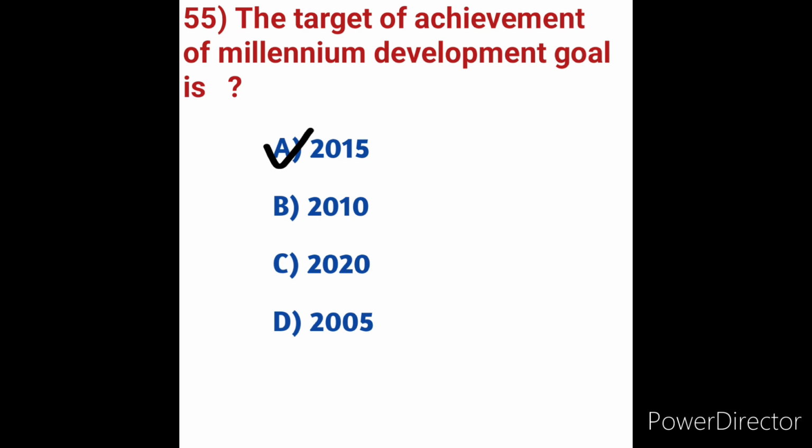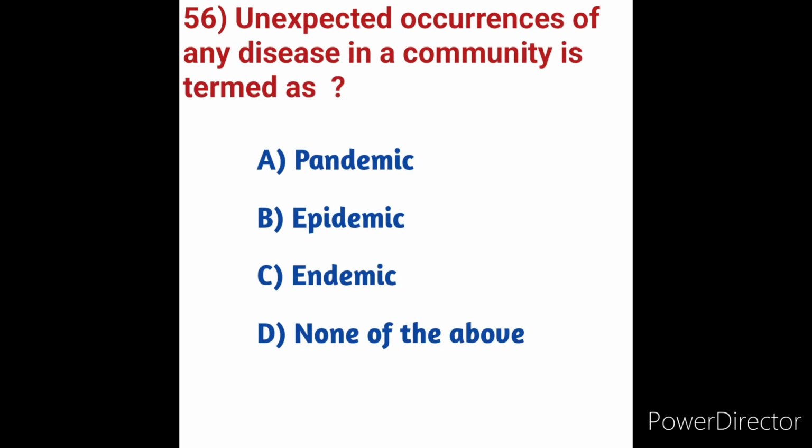The goals are: eradicate extreme poverty and hunger, achieve universal primary education, promote gender equality and empower women, reduce child mortality. These all are the millennium development goals. Next we will move on to question number 56.